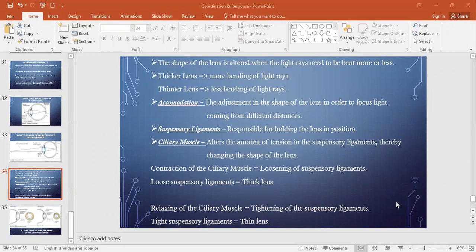And of course, a thick lens means that the light rays are able to be bent more, and a thin lens means that the light won't be bent as much. Okay, just for you to get a visual of that theory.